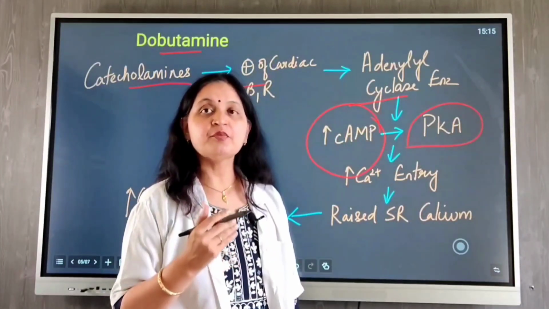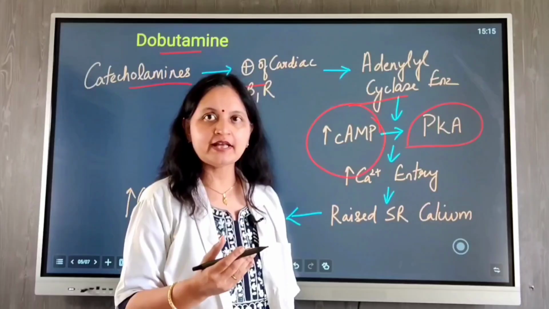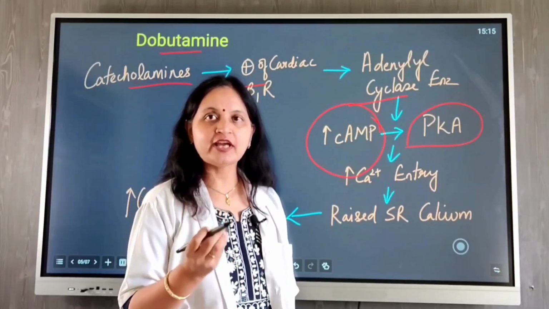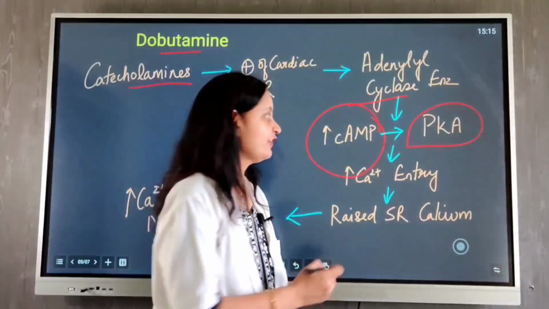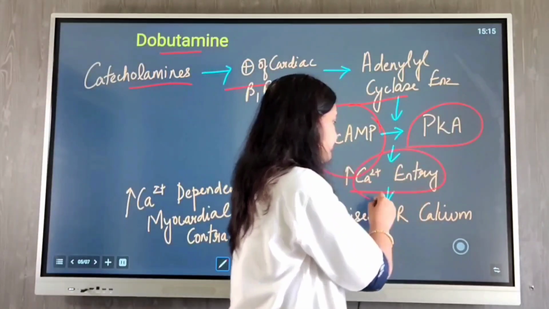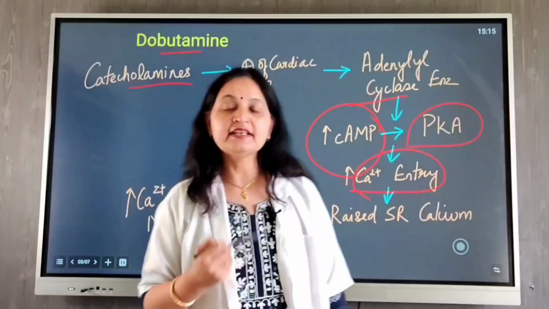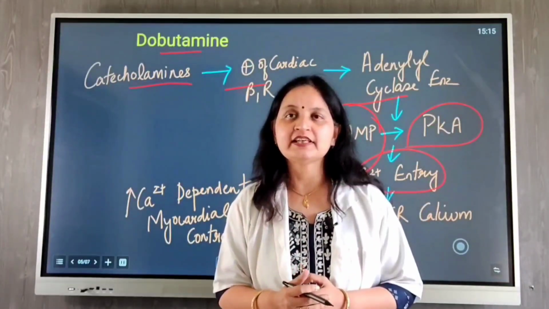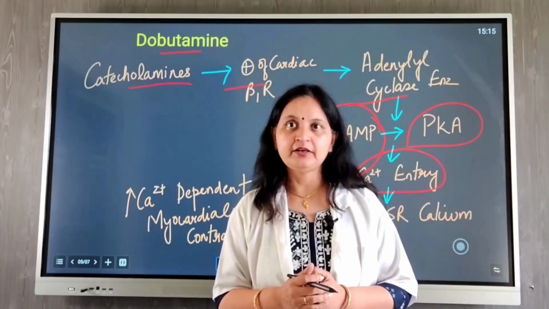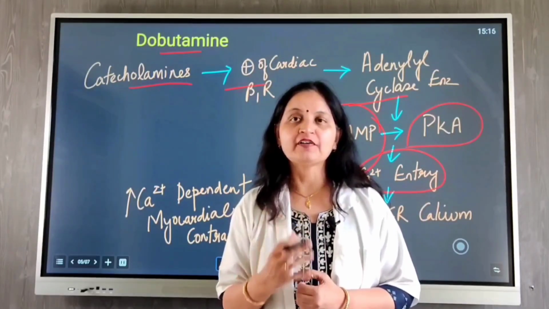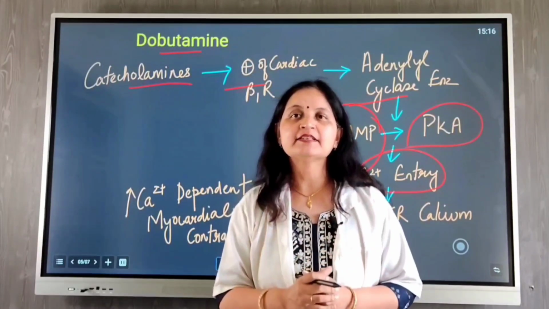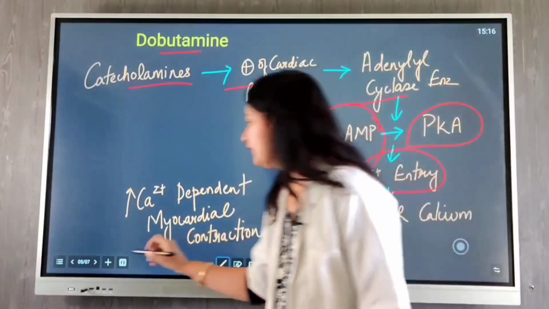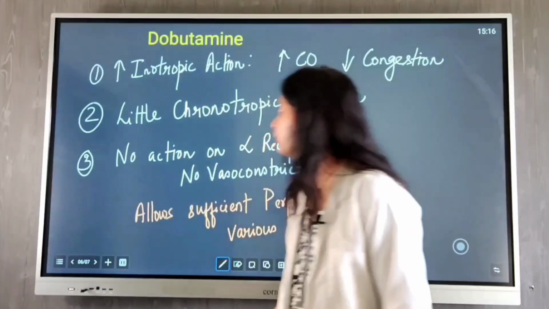And kinase enzyme is responsible for phosphorylation of substrates. And because of the phosphorylation of the ion channels, calcium channels, there is increased entry of calcium through the calcium channels, and this helps in raising the concentration of sarcoplasmic reticulum calcium. More calcium is released by the sarcoplasmic reticulum during depolarization, during contraction, and thereby this helps in increasing the force of contraction, increasing the cardiac output, and acting as a positive inotropic agent.